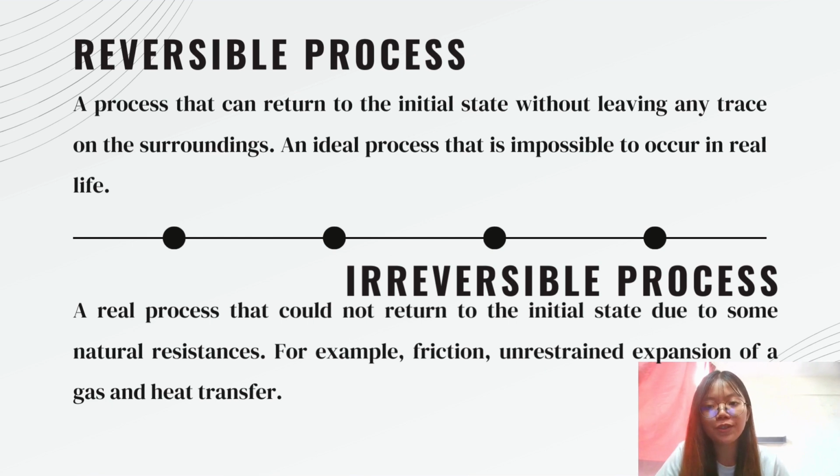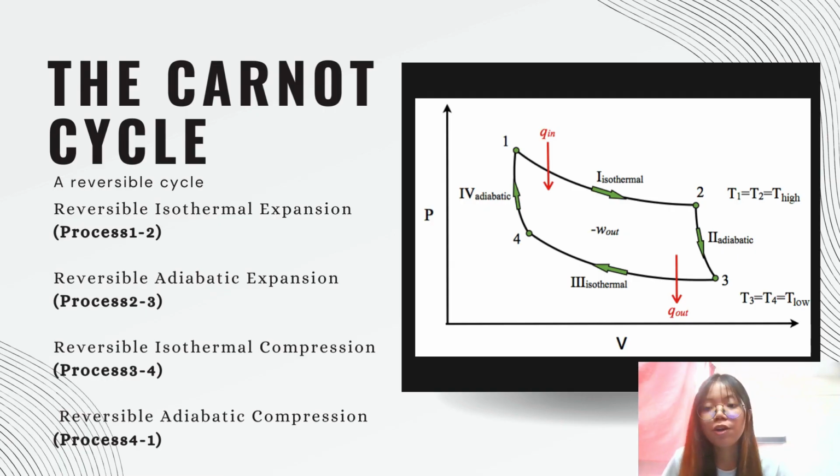So now I will introduce the reversible process and the irreversible process. A reversible process is a process that is able to turn back to its initial state without leaving any trace on the surroundings, and it is an ideal process that is impossible in real life. On the other hand, an irreversible process is a real process that cannot return to its initial state due to natural resistance. For a reversible system, there is the Carnot cycle to demonstrate a whole reversible cycle.